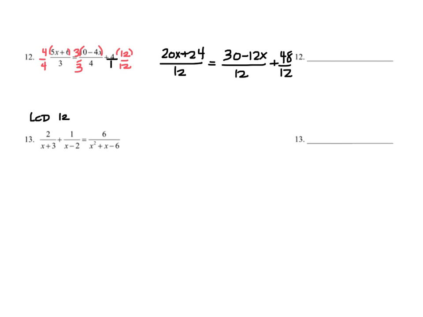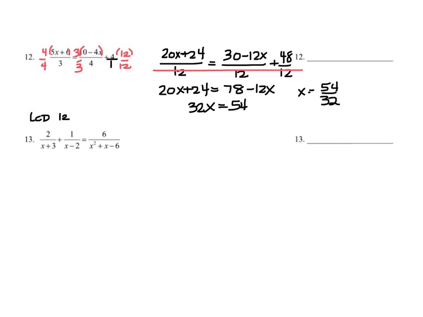Since I have a common denominator, I can now ditch the denominator and just solve the numerator. And I will get 20x plus 24 equals 78 minus 12x. Add the 12x over here, subtract the 24 over here, divide, and I'm going to get x equals 54 over 32.